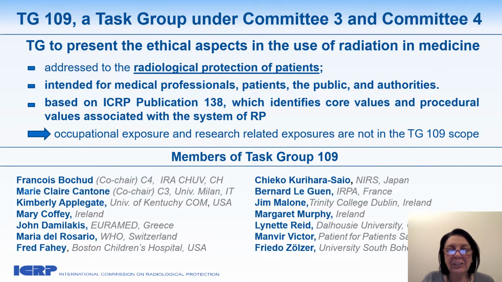So the task group is under Committee 3 and Committee 4 of ICRP and is aimed to present the ethical aspect in the use of radiation in medicine. It is addressed to the radiological protection of patients, intended for medical professionals, but also for patients as a public and authorities, and it is based on the ICRP work already done with Publication 138, which identifies the core ethical values and procedural values associated with the system of radiological protection.